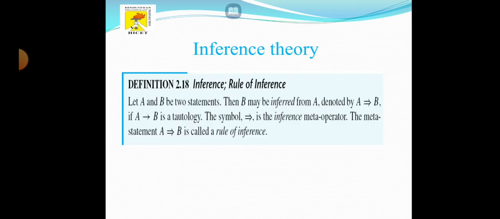Next, inference theory. Let A and B be two statements, then B may be inferred from A, denoted by A implies B, if A implies B is a tautology. The simple implies symbol is the inference meta operator. The meta statement A implies B is called a rule of inference.